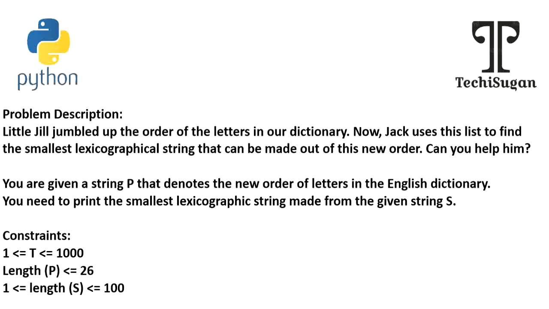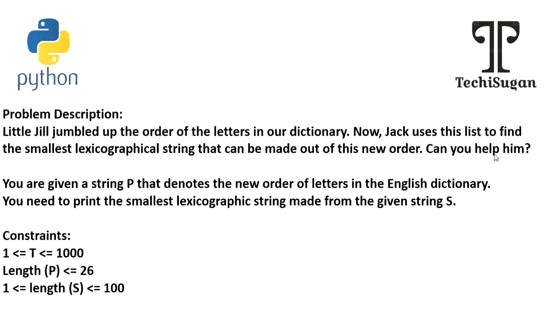In this video, we are going to solve a previous year Code Vita question, and this question is completely about strings. Now let us move on to the problem description. Little Jill jumbled up the order of the letters in our dictionary. Now Jack uses this list to find the smallest lexicographical string that can be made out of this new order.